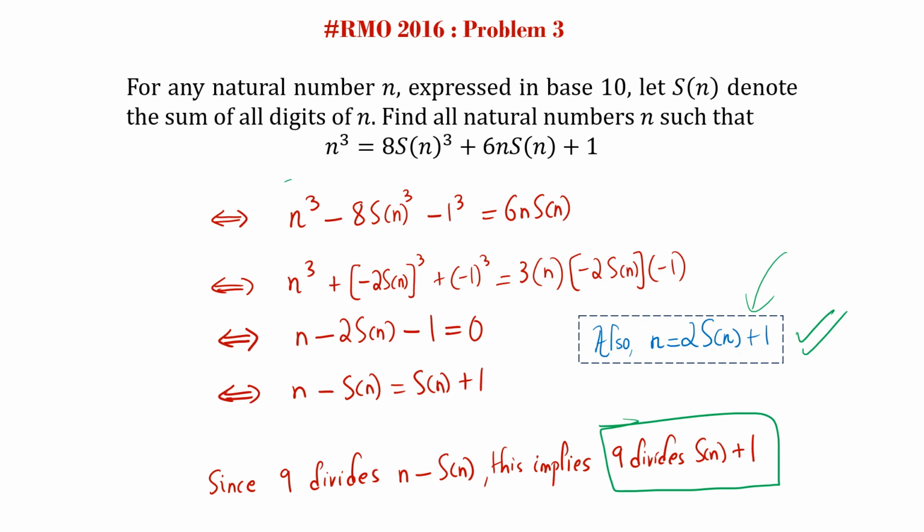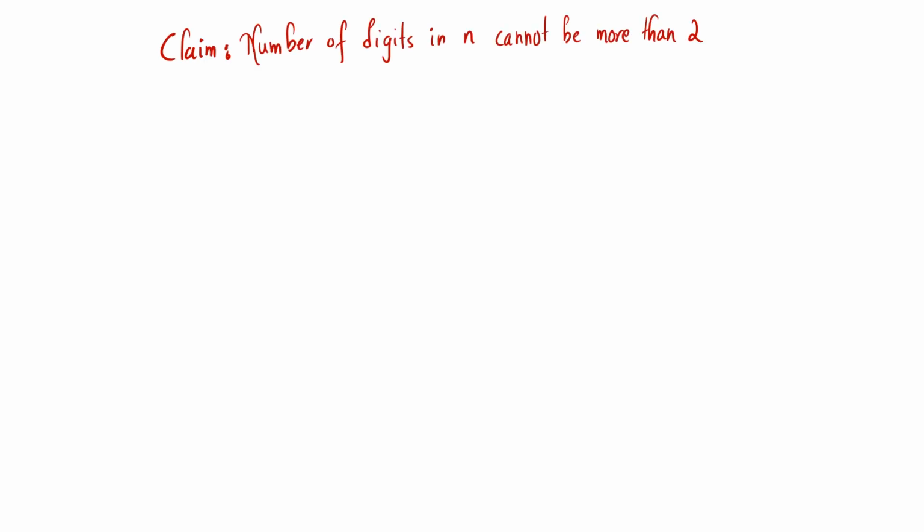So you're taking twice of it and then adding 1, so we can make a very logical claim that the number of digits in n cannot be more than 2. I mean, n cannot be a very big number. So we are making this claim that the number of digits in n cannot be more than 2.